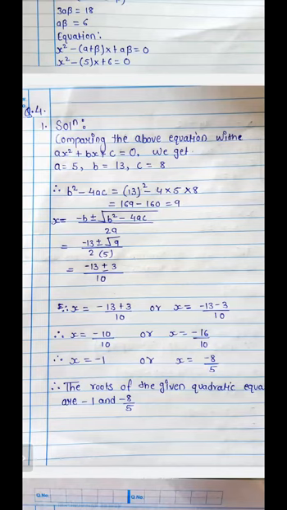Now if we solve this further, minus 13 plus 3 will be minus 10 upon 10, and x is equal to minus 13 minus 3, if we solve further, it will become minus 16 upon 10. After reducing this, x is equal to 10 will be cut, that is minus 1, x is equal to minus 1. And x is equal to minus 16 upon 10, if we reduce, 2 8s are 16 and 2 5s are 10, that is minus 8 upon 5. Therefore, the roots of the given quadratic equation are minus 1 and minus 8 upon 5.